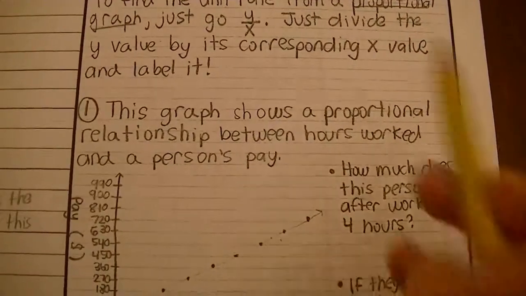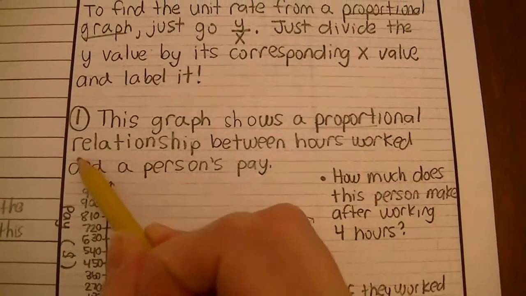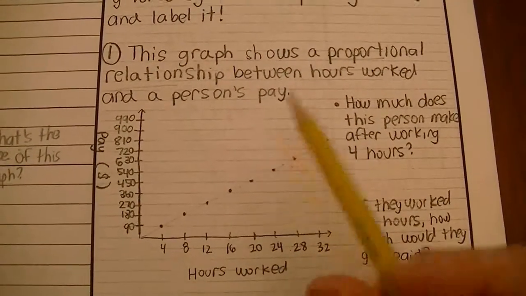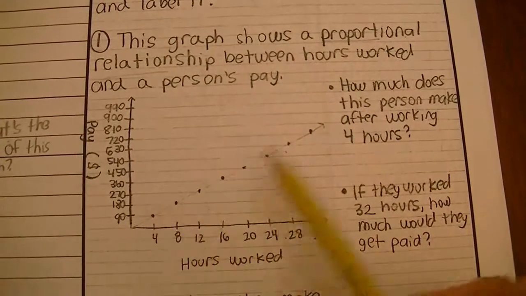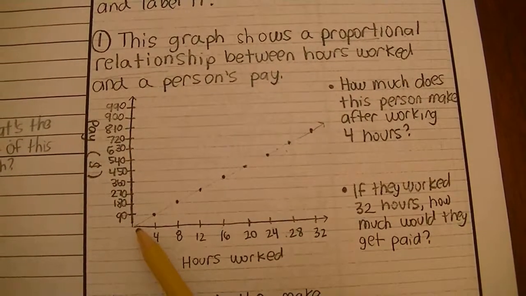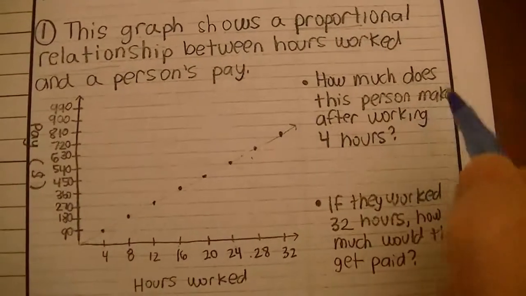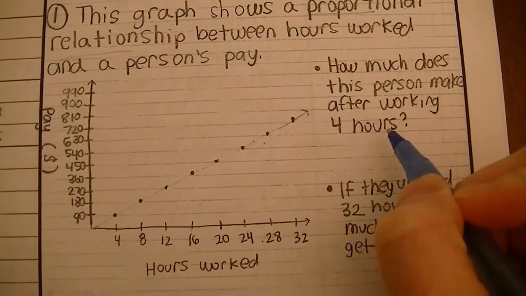So this graph shows a proportional relationship between hours worked and a person's pay. I know this graph is proportional, not only because it says so, but because it's linear and it passes through the origin. So the first question asks, how much does this person make after working 4 hours?